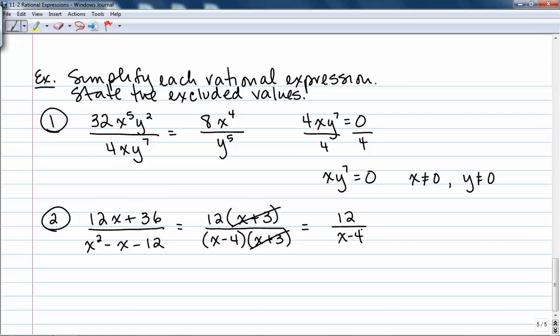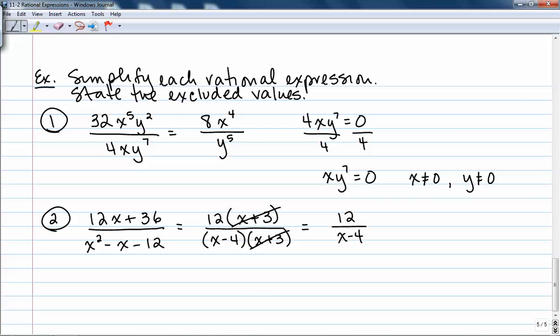The 12 on top and the 4 on the bottom cannot be canceled. You can only cancel stuff that's being multiplied. Okay, in this case, in the previous step, we had 12 times an x plus 3 in parentheses, and then on the bottom an x minus 4 in parentheses and an x plus 3 in parentheses. Because everything was multiplied, we could cancel the x plus 3's.